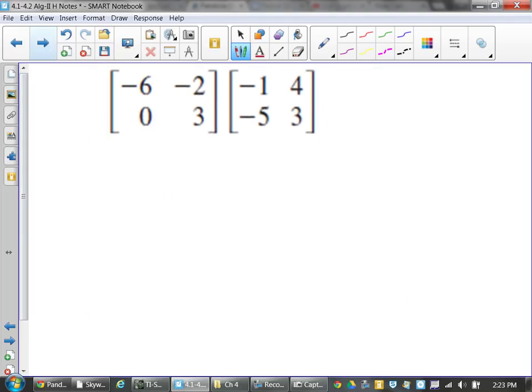All right? I know this is gonna work because it's a 2 by 2 and a 2 by 2. It's gonna work, okay? I know that since the new matrix is gonna be 2 by 2, it has 2 columns, so how many times am I gonna write down the first matrix? Twice.